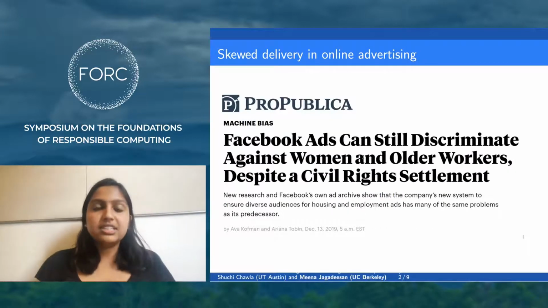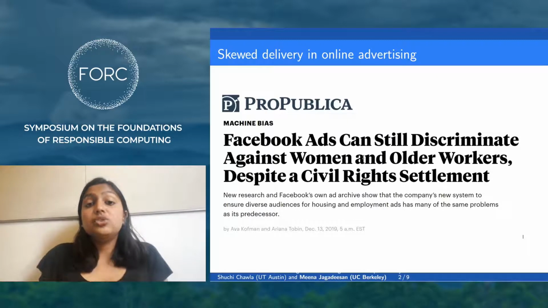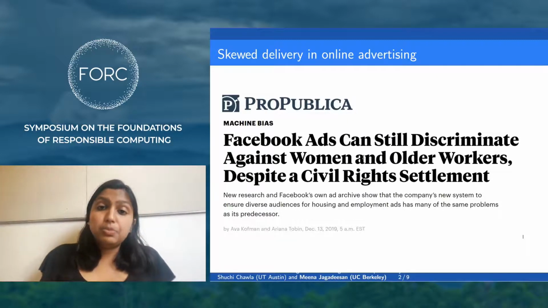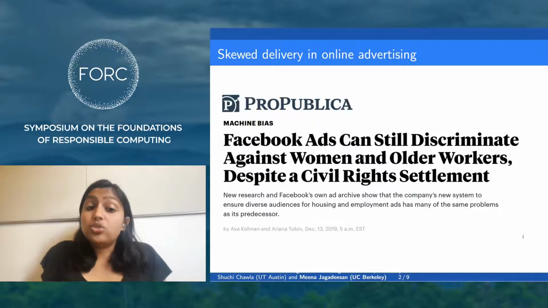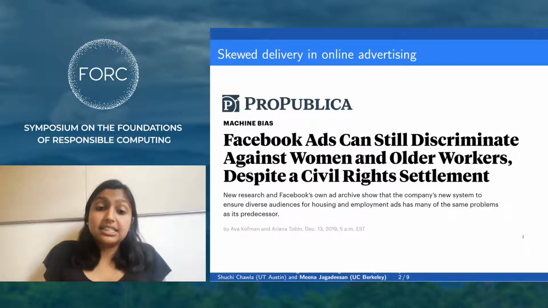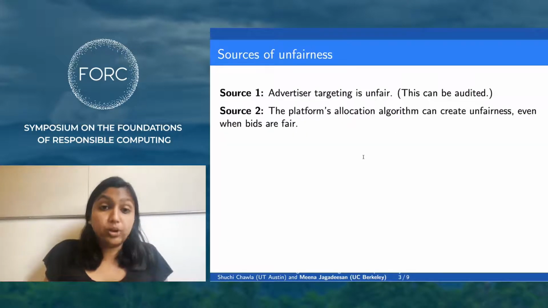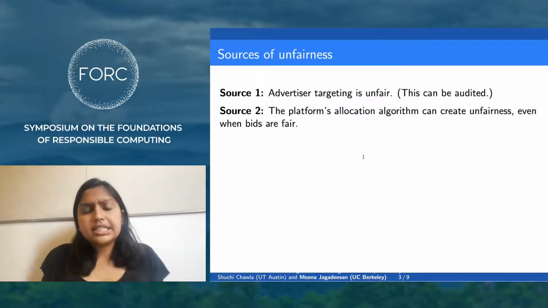There's been tons of empirical evidence of skewed delivery in online advertising. People from different gender and racial groups can see differing amounts of ads in sensitive categories like housing and employment. So what causes this unfairness?